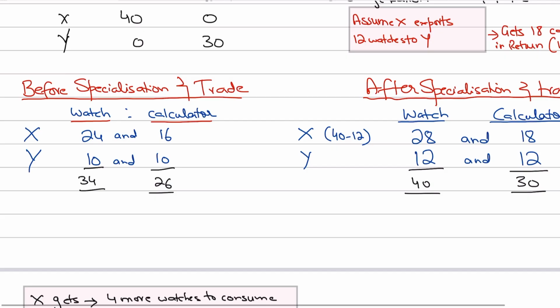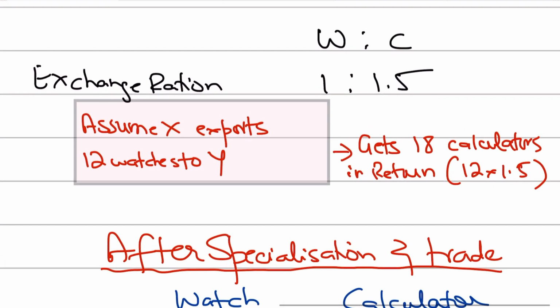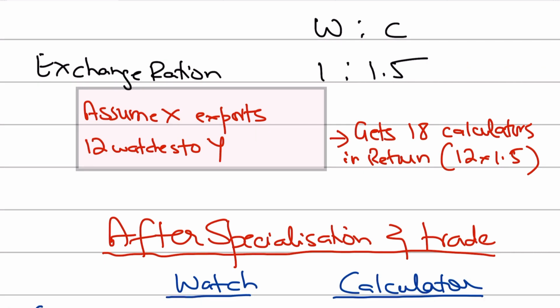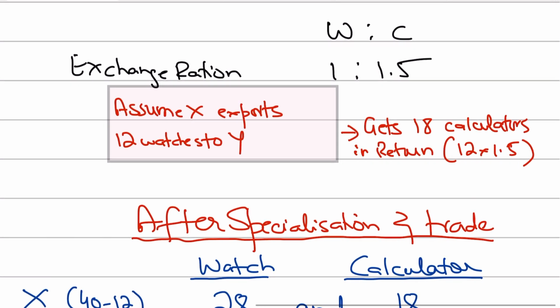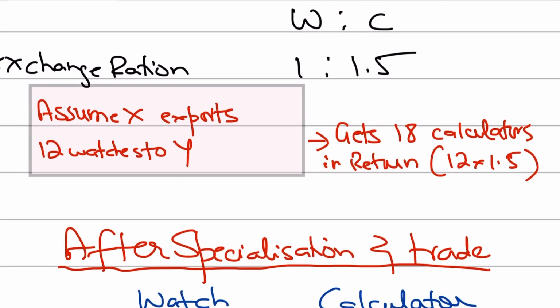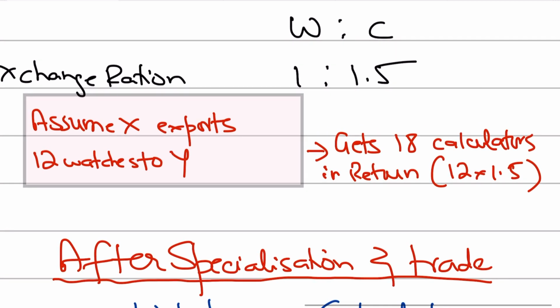Now, we have already established the exchange ratio of 1 is to 1.5. That is, for every one watch that is exported, 1.5 calculators will be imported, right? Now guys, let's assume that X exports 12 watches to country Y. If you export one watch, you get 1.5 calculators. So 12 times 1.5 is 18 calculators. So if X exports 12 watches to Y, it gets 18 calculators in return from Y, right?